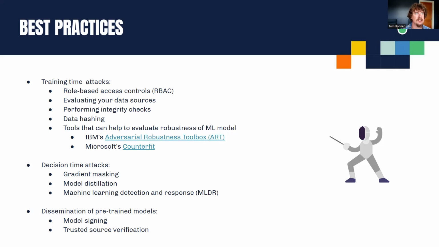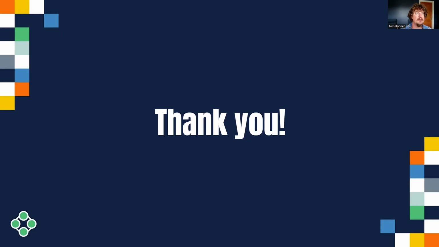Data hashing to verify the contents of training and test sets, and model robustness tools such as IBM's Adversarial Robustness Toolkit and Microsoft's Counterfit are all a very good start. With decision time attacks, there are defenses such as gradient masking to slow down attackers making adversarial examples, and model distillation to increase the robustness of a model, and our very own machine learning detection and response, enabling you to detect and respond to attacks in real time as they occur against your systems. With the dissemination of pre-trained models, model signing and trusted source verification can be employed to remove the likelihood of loading a hijacked model.